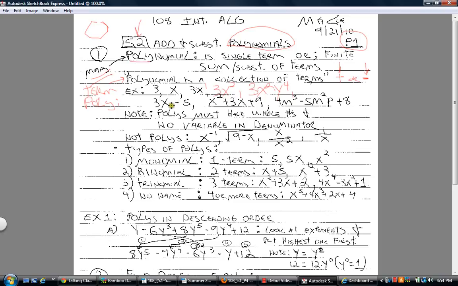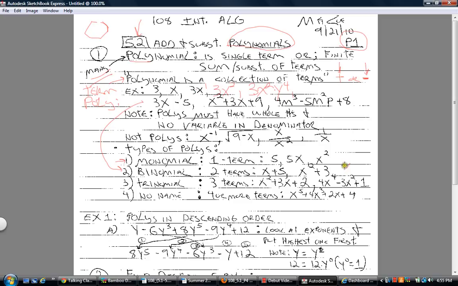If I look at this one right here, I have 3x minus 5. This would be two terms in here. This would be known as a binomial. We name them: if it's a single term, one term, those are known as monomials. I got some examples here: 5x squared, x squared. All the ones up here are also examples of that. Binomials mean two terms. It doesn't matter what shape they take, x plus 5 or x squared plus 3.